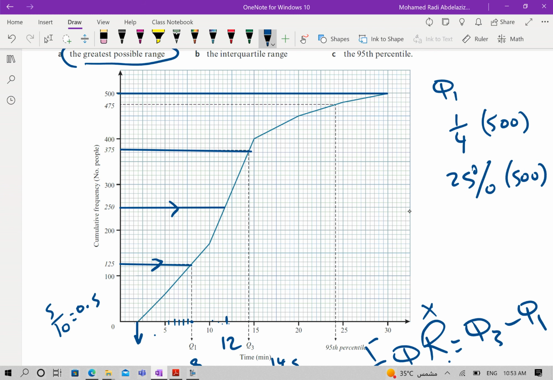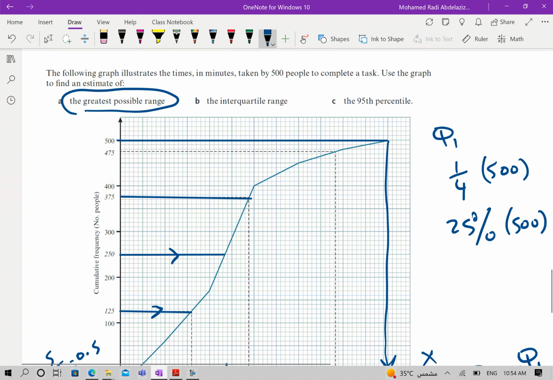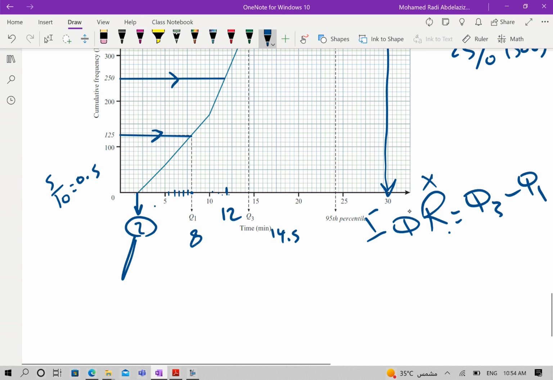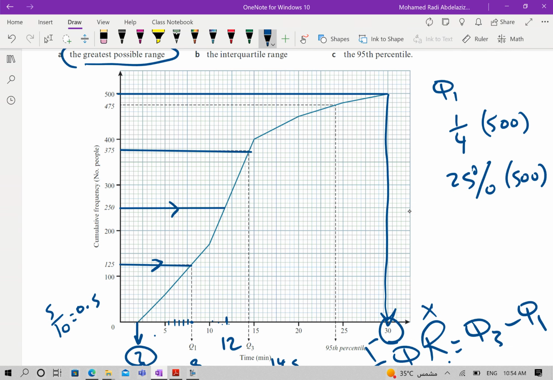How many times repeated. The first value is 1, approximately 2. The lowest value is 2, but the highest value is 30. So the range will be 30 minus 2, which is 28. The lowest value is 2. The highest value is 30. The difference in between will be 28.